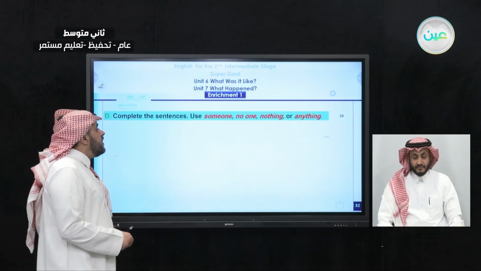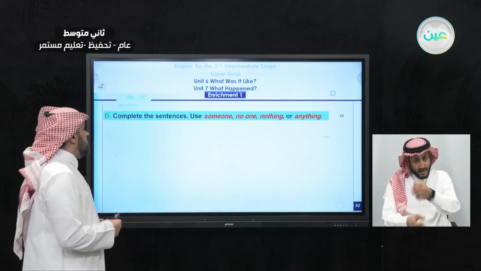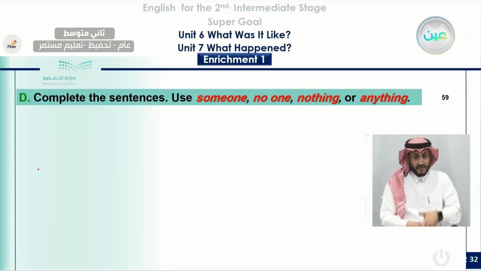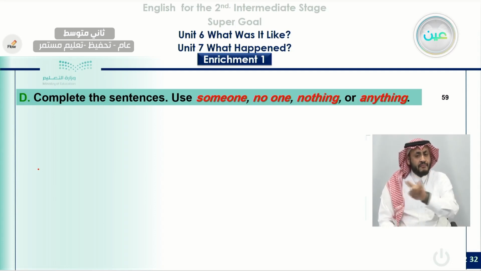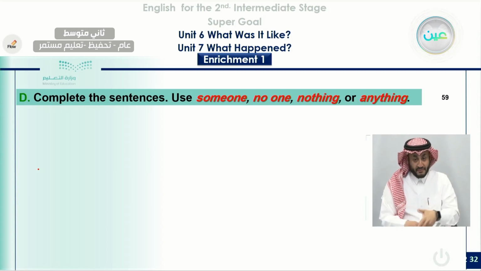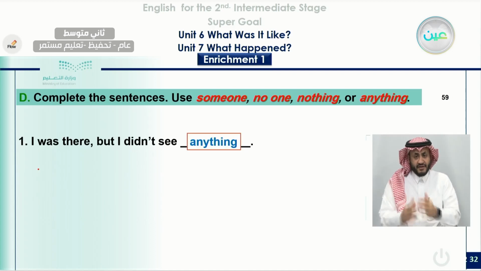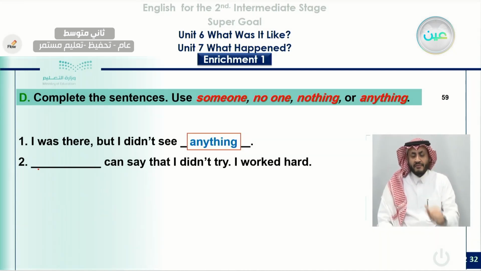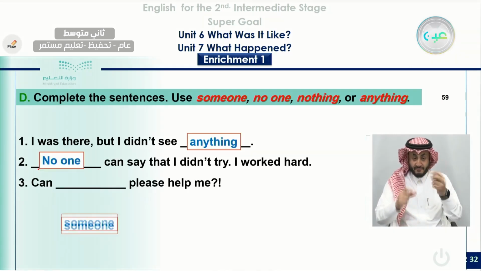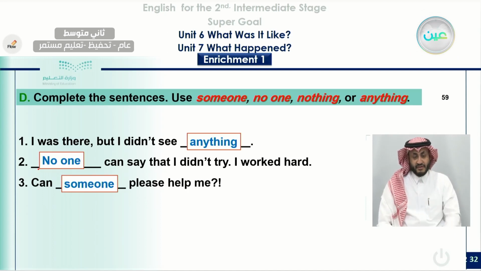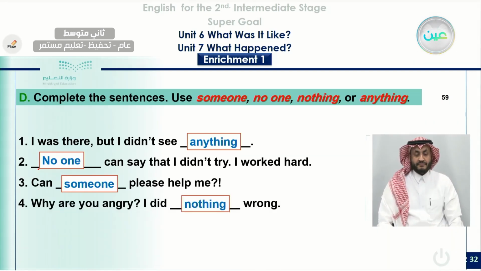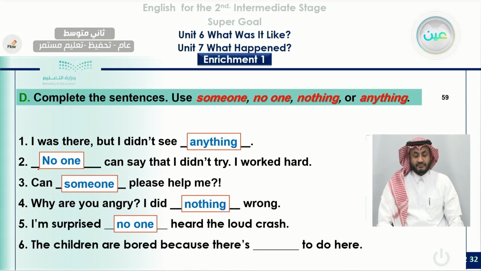Okay, we move now to another part of grammar, and that is going to be in Unit 6. How to use these pronouns: someone, no one, nothing, anything. We explained that in Unit 6, and you can find this very important exercise on page 59. Like here, the example, I was there, but I didn't see anything. Why did we use anything here? You can go and check the video and check also the unit if you read it, and you'll find the answers on how to use these 4 pronouns.